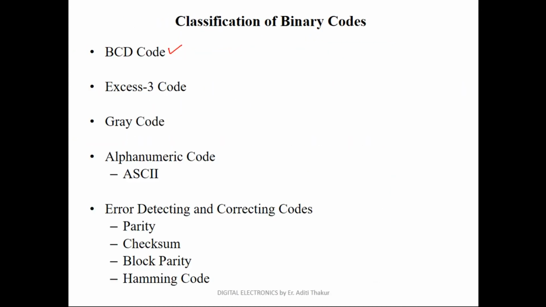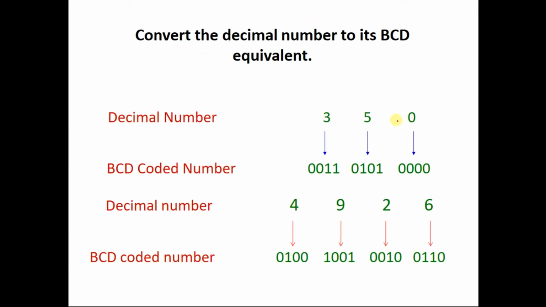Now here is one more example. Let us say 350 is a decimal number. We will just write the 4-bit binary equivalent for each decimal digit. For 0, the binary representation in a group of 4 is 0000. Similarly for 5, we can write it as 101, but it must be represented in a group of 4, so we have to add 0 in front. So it will be 0101. Similarly for 3, it is 0011.